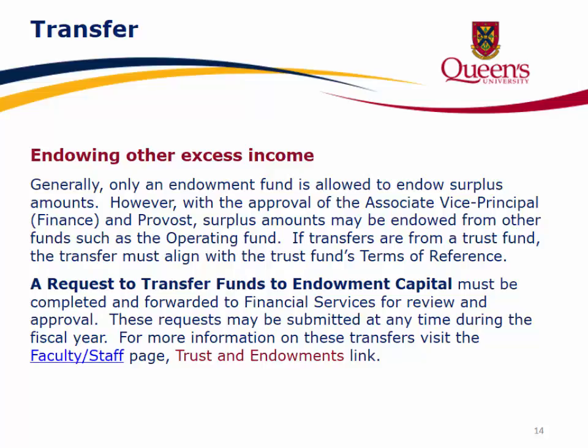Endowing other excess income. Generally, only an endowment fund is allowed to endow surplus amounts. However, with the approval of the Associate Vice Principal Finance and Provost, surplus amounts may be endowed from other funds such as the operating fund. If transfers are from a trust fund, the transfer must align with the trust fund's terms of reference.